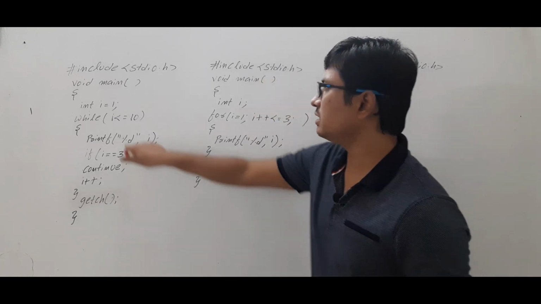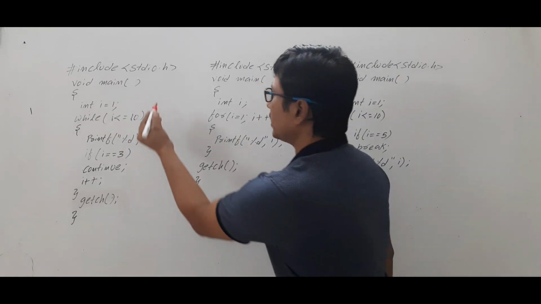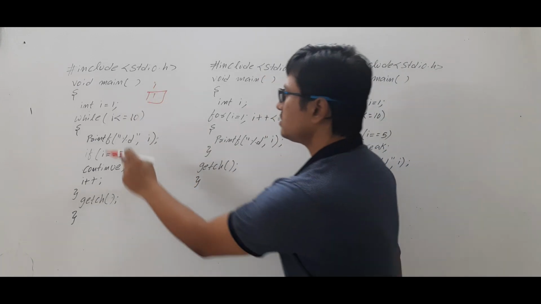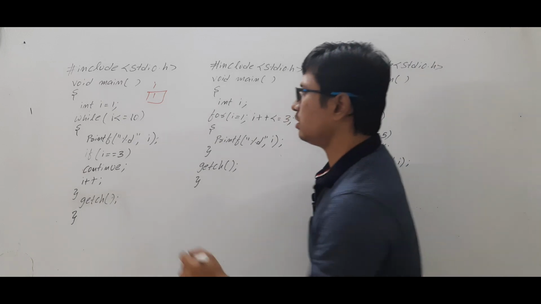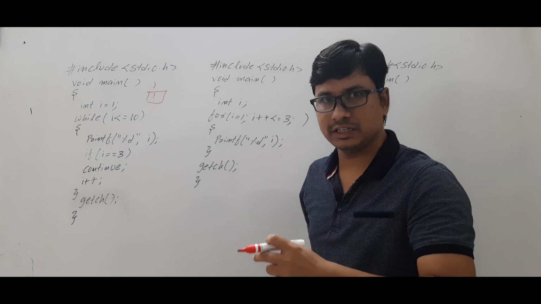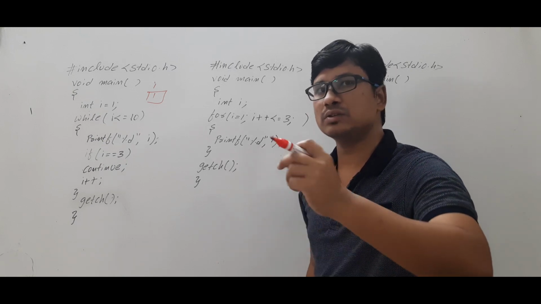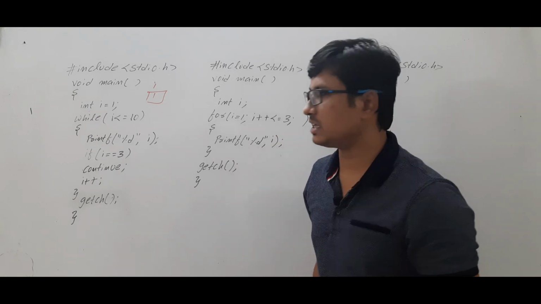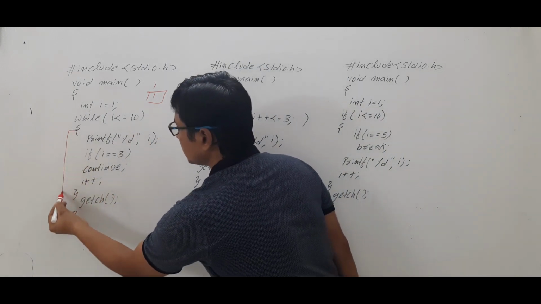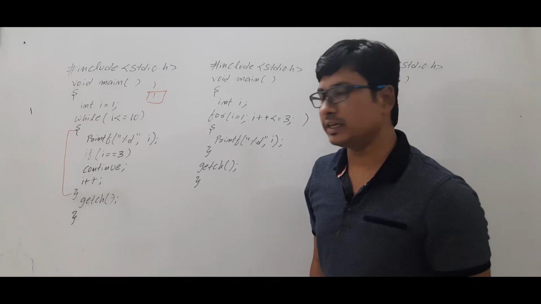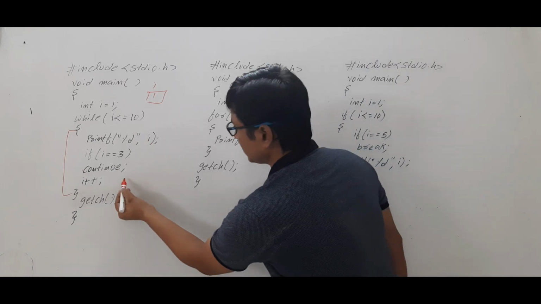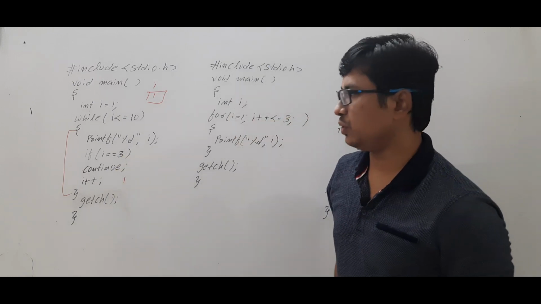Now what is the initialization section? i is equal to 1. So i value is currently 1. Now what is the condition here? i less than or equal to 10. Currently i is 1, so 1 is less than 10, yes, the condition is satisfied. If this condition is satisfied, these statements in the while loop will be executed. What is the statement there? printf percentage d, i. So i value will be printed as 1.